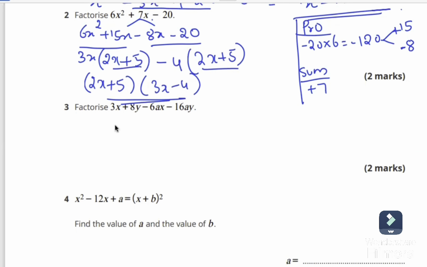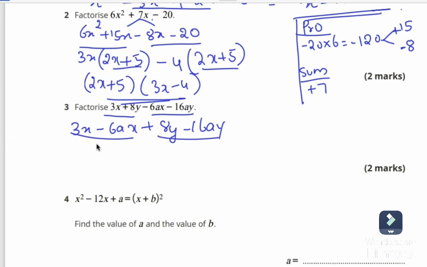Okay, so in the next problem, we don't have any quadratic equation, but we need to factorize this four-term expression. If you look at this, there is nothing common between 3x and 8y. But if you want, you can rearrange them and join the like terms together. So I'm going to write 3x and minus 6ax together, and 8y minus 16ay together. So I'm going to group the first two and the last two.